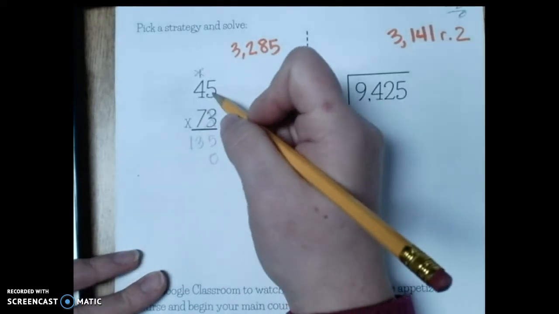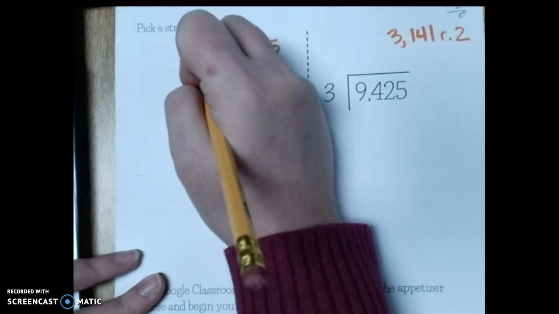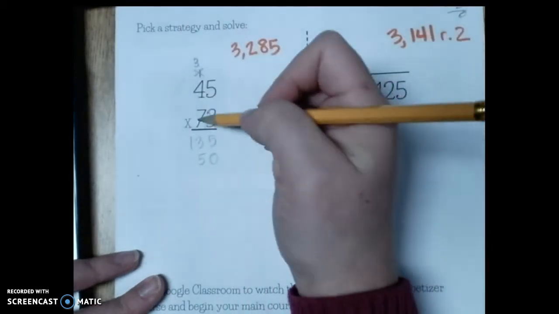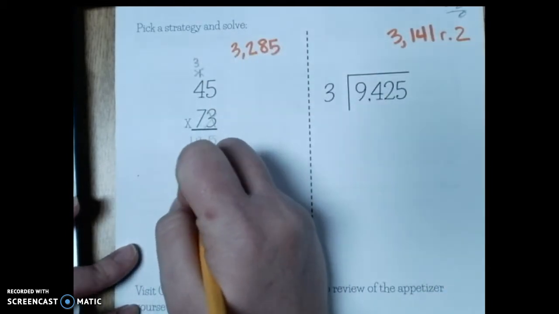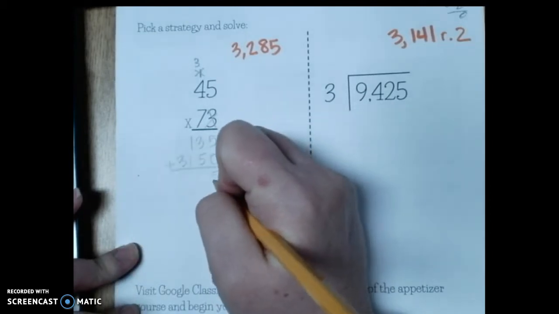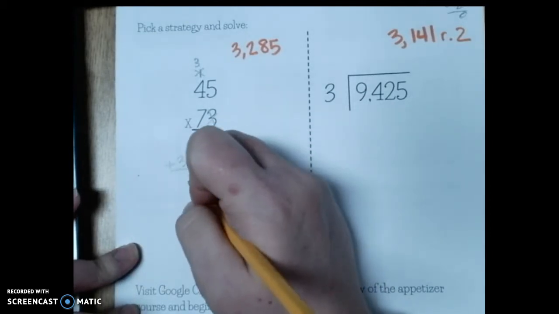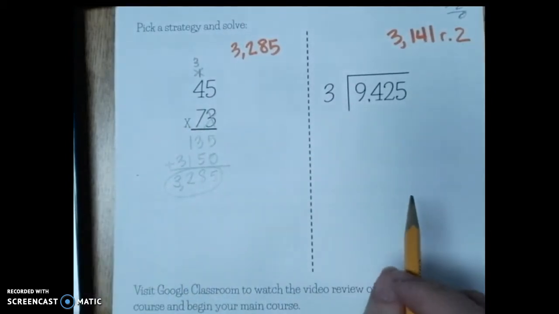And I do 7 times 5, which is 35. You have to do it in this order. You can't do it in any other order when you do regrouping. And then 7 times 4 is 28, plus 3 more makes it 31. So when I add those, I get 5, an 8, a 2, and a 3. So my answer is 3,285.